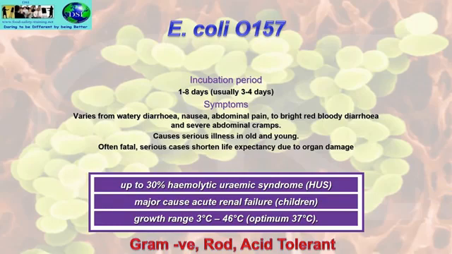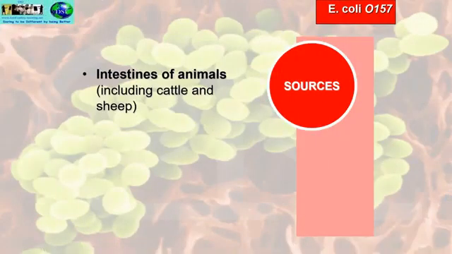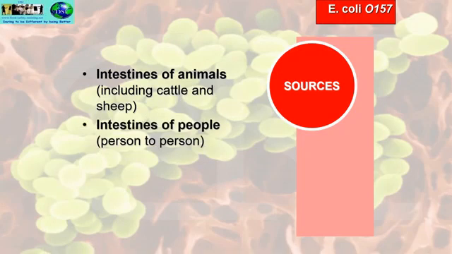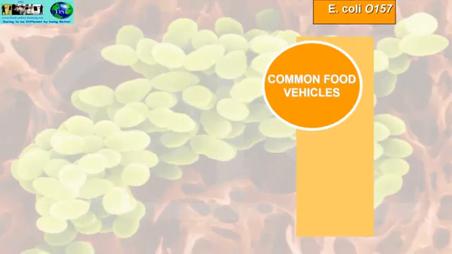It's gram-negative, rod-shaped, and it is acid tolerant. Sources of E. coli 0157 include the intestines of animals, including cattle and sheep, and intestines of people. Person-to-person contamination is quite common. Water, drinking water and bathing water, are other common sources also.